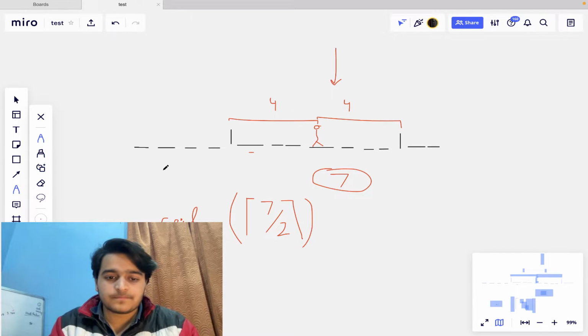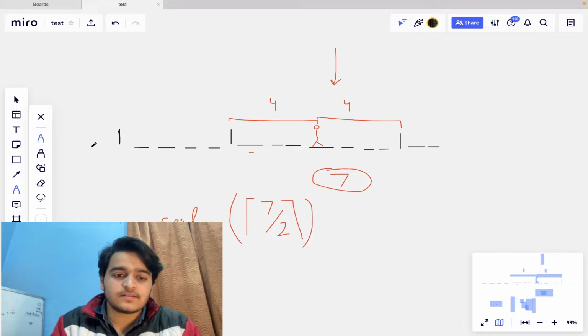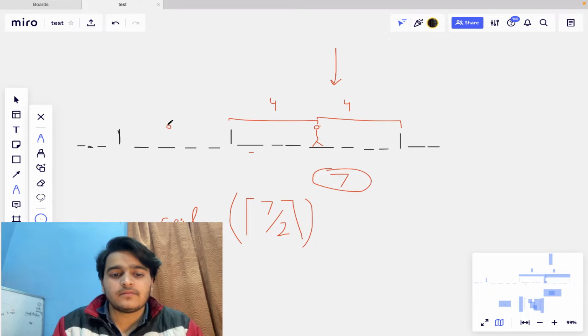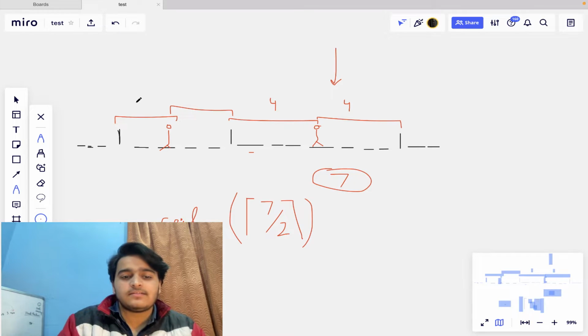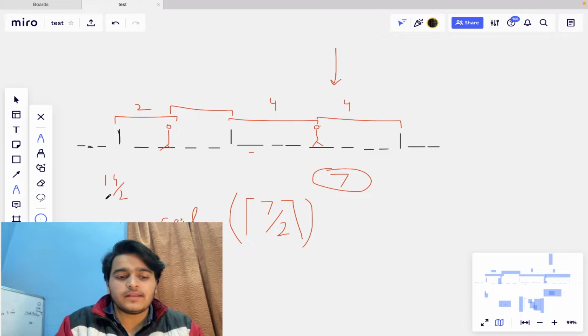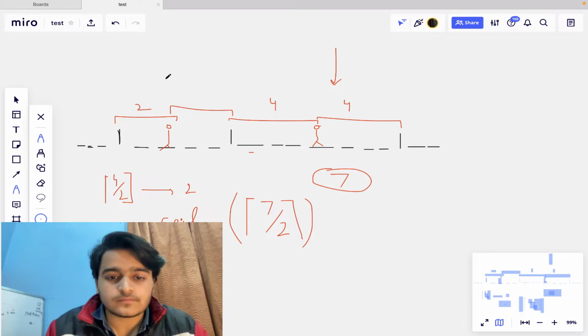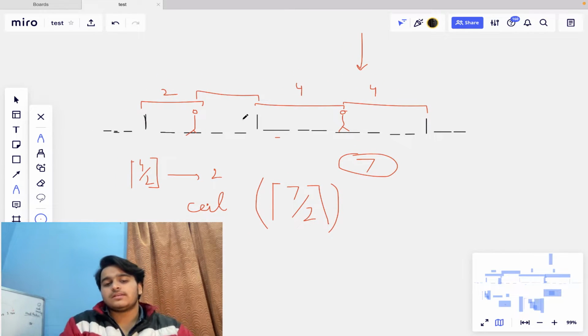Let's suppose this was the arrangement, with one person sitting here and some empty seats here. What will be the answer for this gap? If Alex sits here, this is the closest person, and this is the far person. So in that case the answer will be 2, and we came to this as 4 by 2, and taking the ceil it will definitely be equal to 2. So I think the approach is clear.